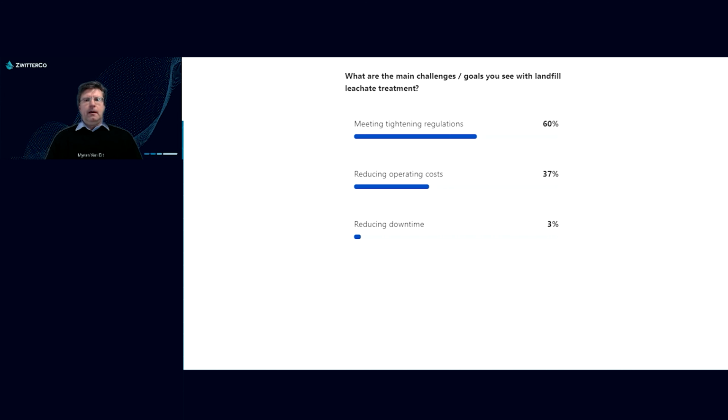So we have across the tabulation that came in, one, meeting tightening regulations is very prominent. Two, reducing operating costs, and third is reducing downtime. So great to see that breakdown and profile across the audience. I'm confident we will hit on a number of these items throughout the webinar.